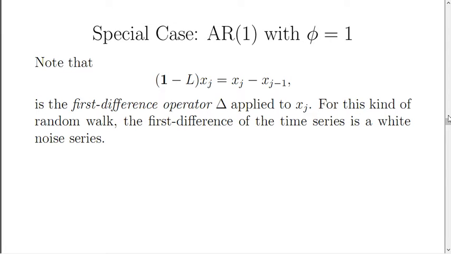I will note, by the way, that 1 minus the lag operator is also called the first difference operator. We spoke of it some time ago. And for this kind of random walk, the first difference of the time series is a white noise series, but the time series itself is not stationary.